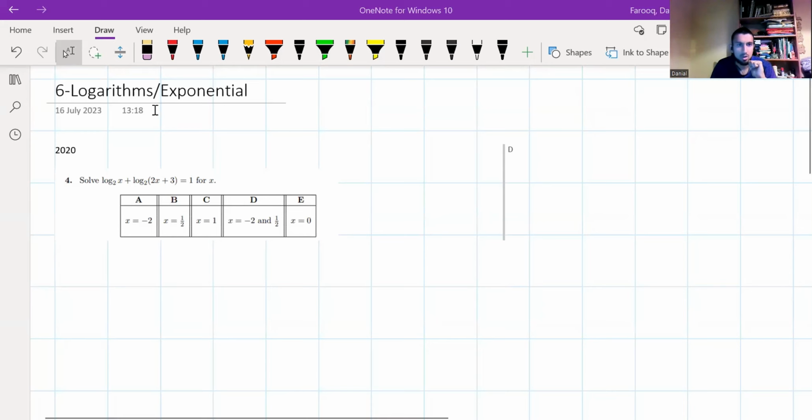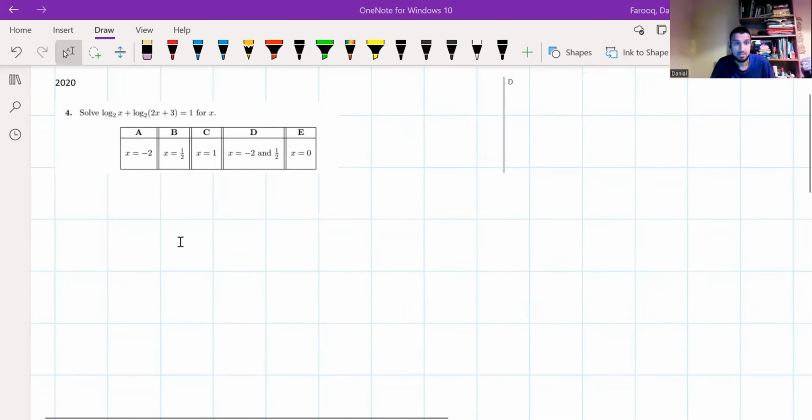Okay, so let's start logarithms and exponentials. So starting with logarithms, question 4 from paper 2020. Let's go. Okay, so I solved this equation and we're given some options.